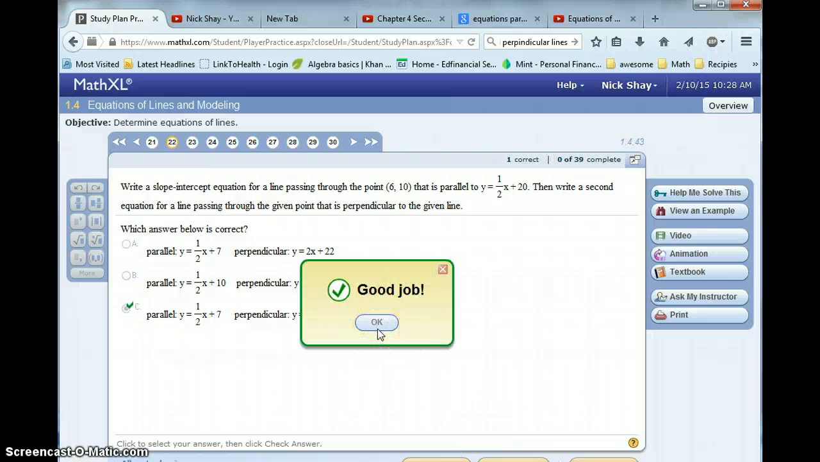So a lot of work there, but you're essentially doing the same process twice. Just make sure for parallel slope it's the same slope, and for perpendicular slope it's the opposite reciprocal.